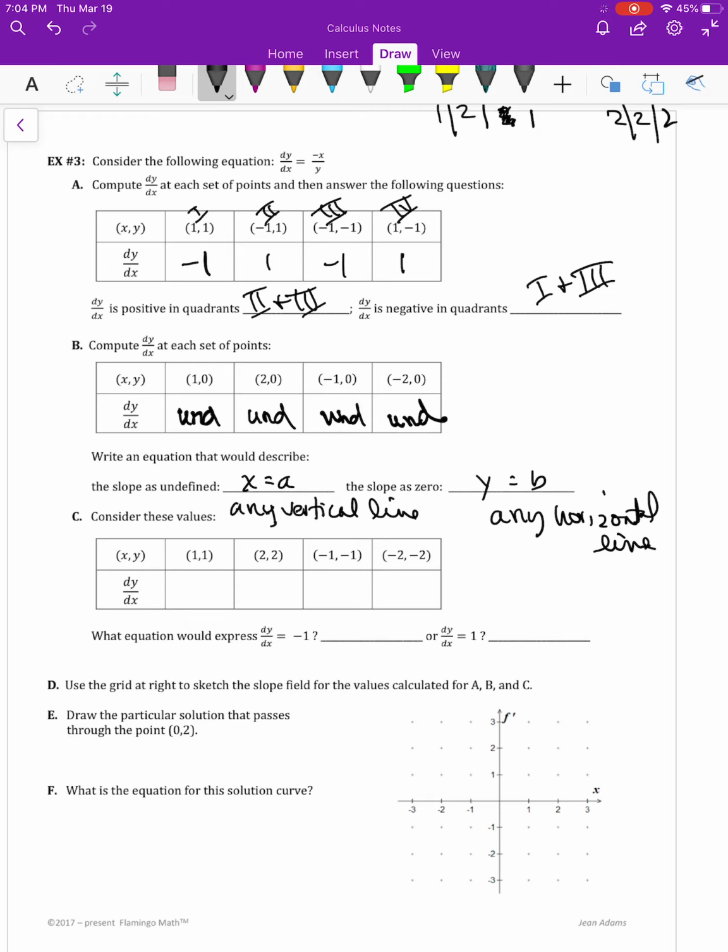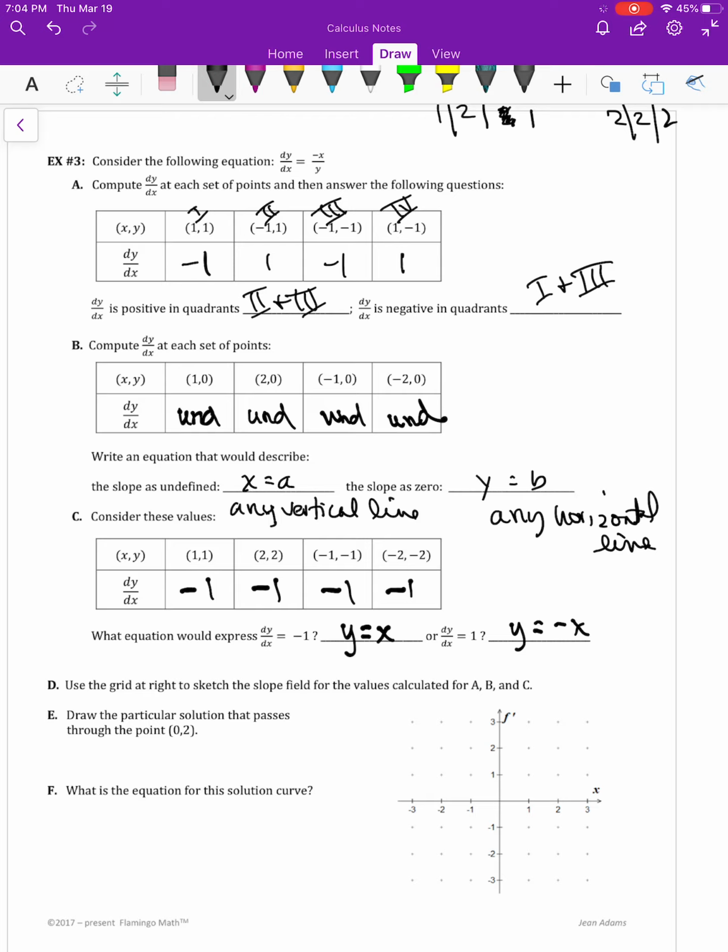Then for the next one, this one would be -1, -1, -1, and -1. And what equation would express dy/dx equals -1? Well, that would be y equals x, and dy/dx equals +1 would be y equals -x. Okay, for all of those values, use the grid at right to sketch the slope field for the values calculated for A, B, and C.